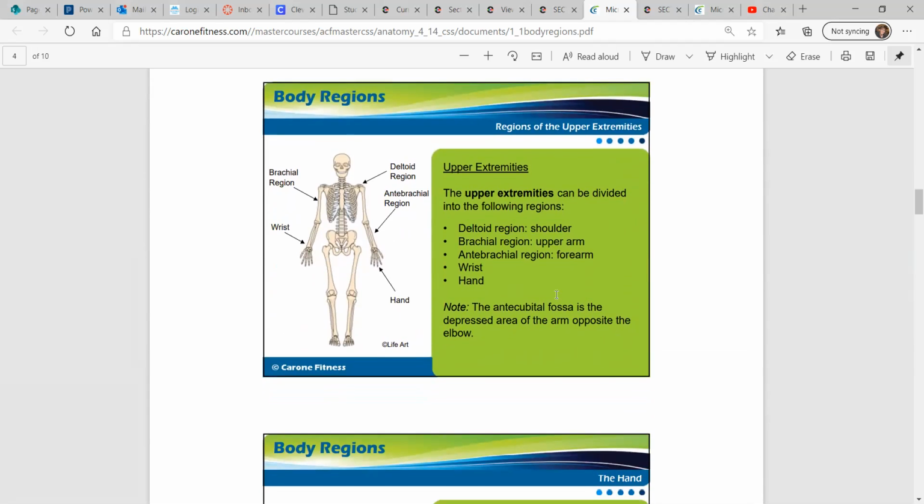Then we have our upper extremities, that deltoid region, which is your shoulder, where your arm is attached to your trunk. The brachial region, the upper arm, the bicep and tricep muscles are located here. Antebrachial region, forearm. Ante means before, so before your hand, you got your forearms. And then your wrists, and then your hands.